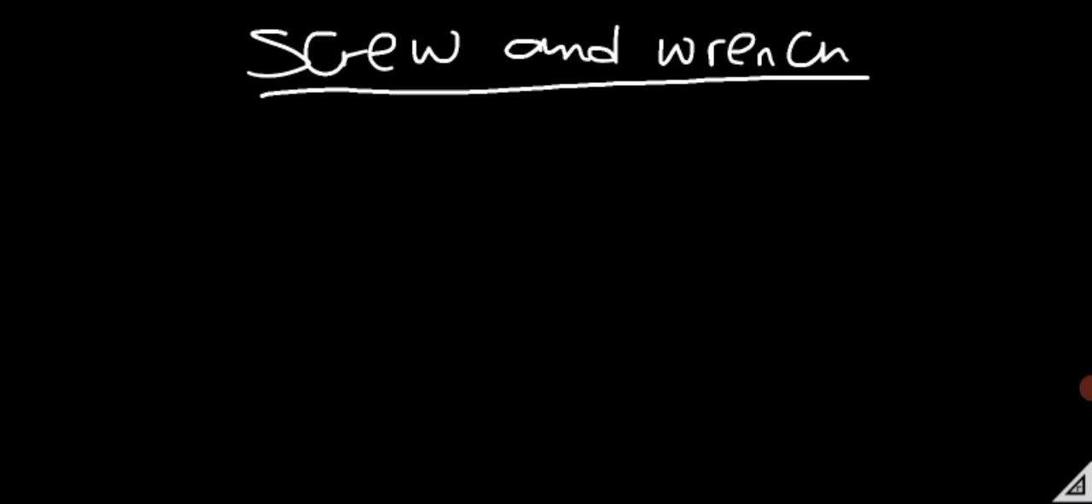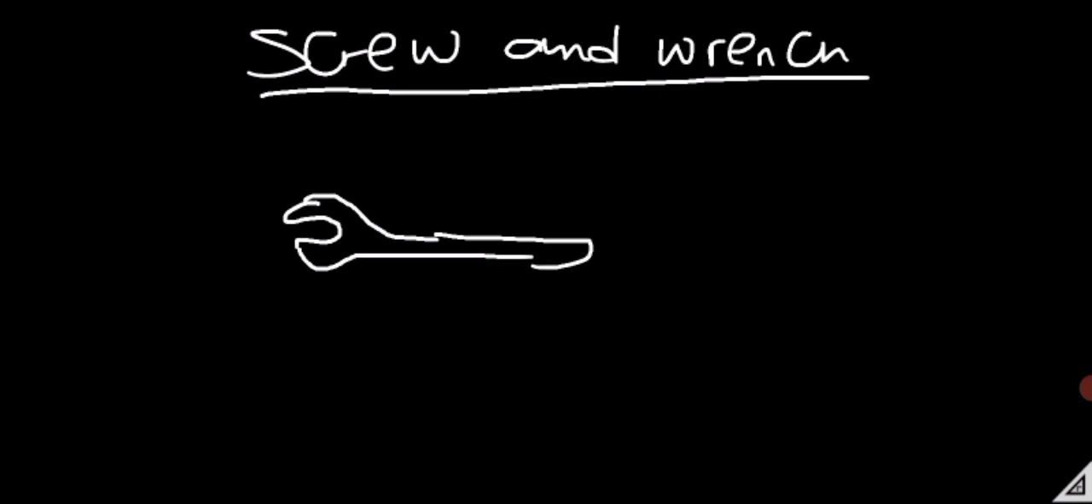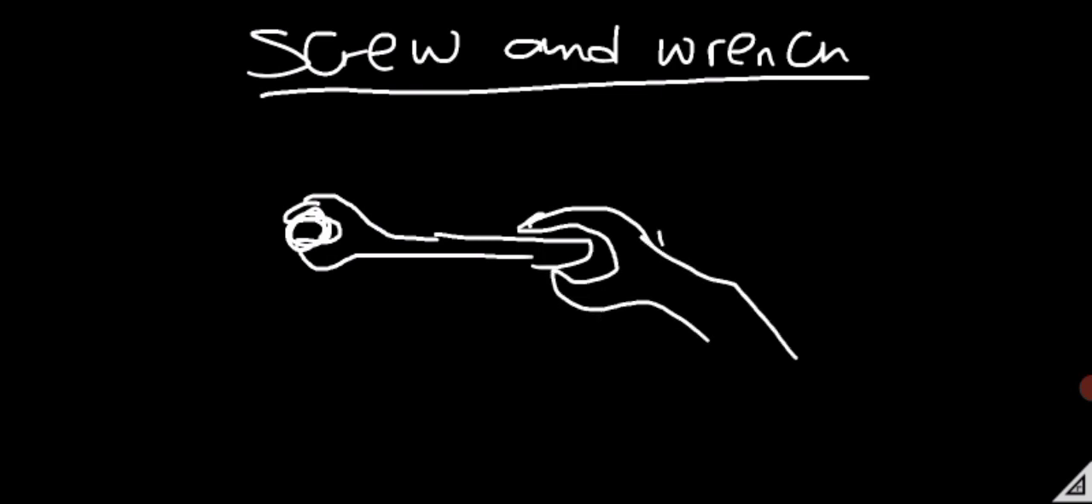Now, in considering the screw and wrench, what do we need to know? First of all, let us sketch how a wrench looks like. If we sketch a wrench, and we have a screw or a bolt here that we need an effort, maybe your hand, to turn through. We need to know something that is very important.